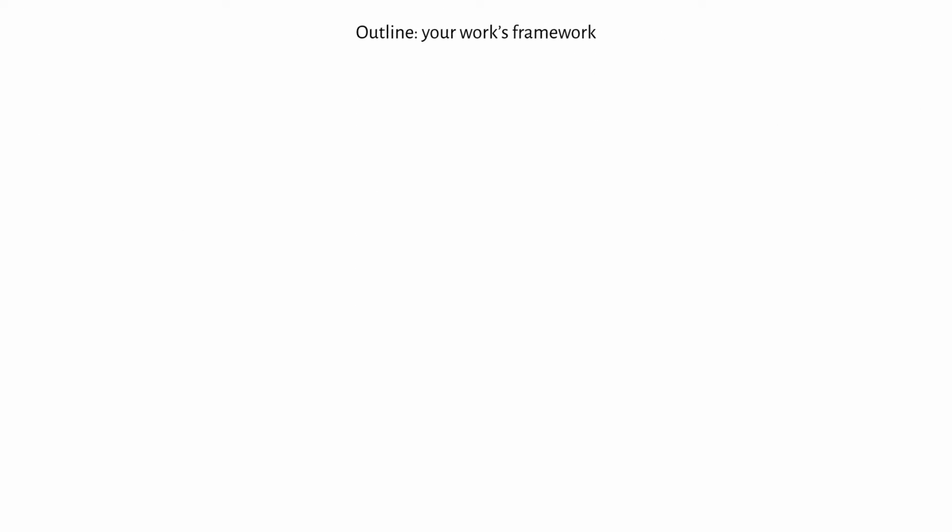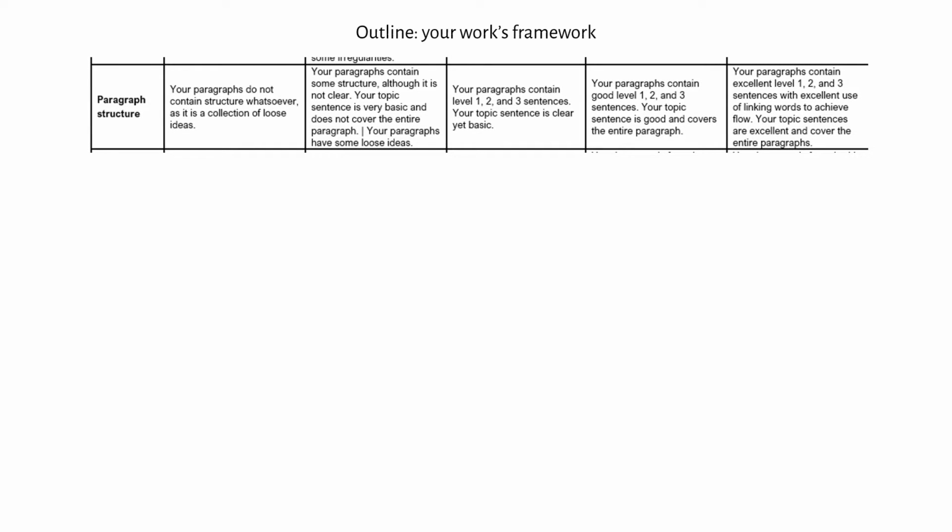And last year when you were writing your review, I really focused on make sure you start by writing your outline, because having an outline helps with capturing and having a good structure. Now, if you look at the rubric, it says something like this. And let's look at the 9s and 10s in this area. Your paragraph contains excellent level 1, 2, 3 sentences with excellent use of linking words to achieve flow. Your topic sentences are excellent and cover the entire paragraphs. Right? So you have good topic sentences, you have excellent level 1, 2, 3, you have good linking words.